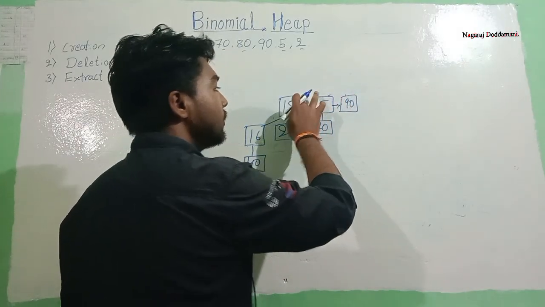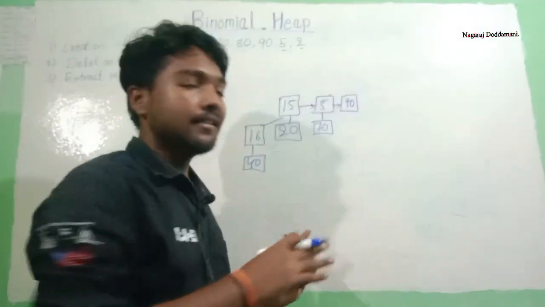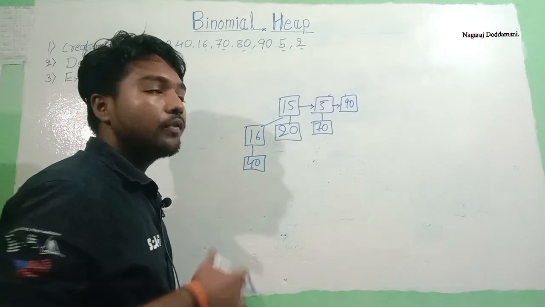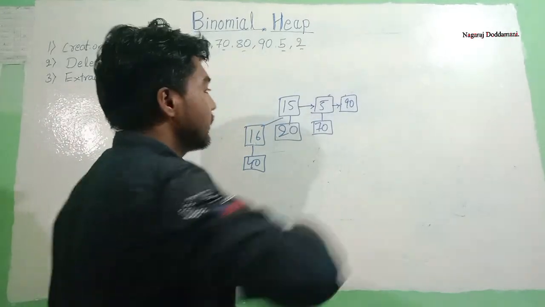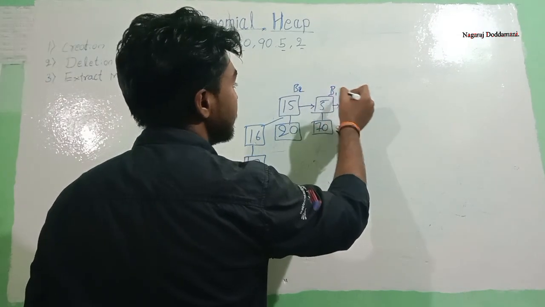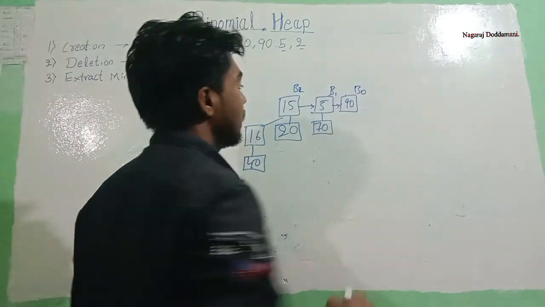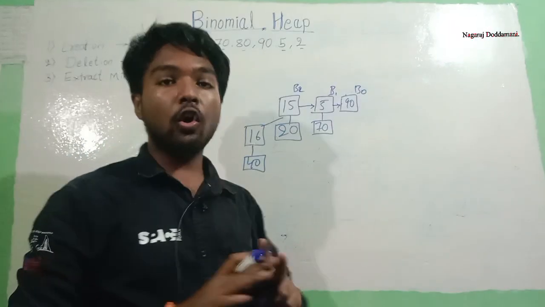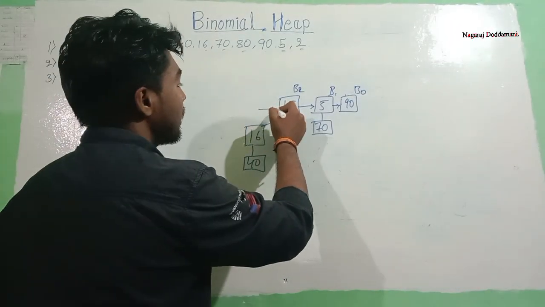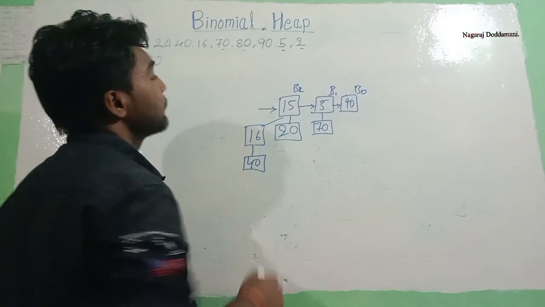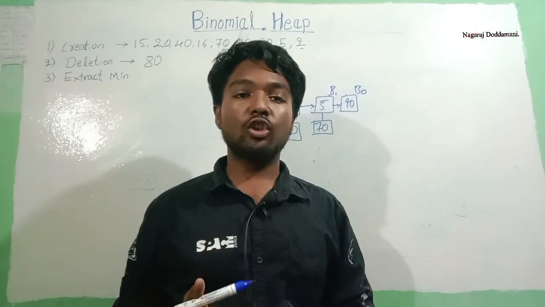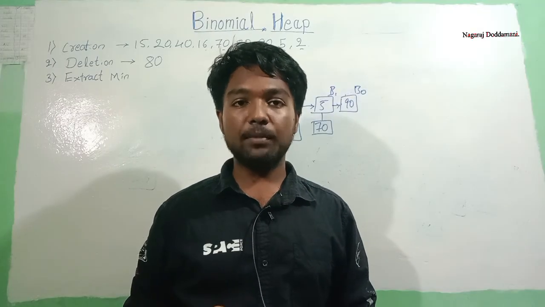After this, we need to make sure whether this is a complete binomial heap or not. To do that, we need to calculate the order of them. This one is B2, this one is B1, this one is B0. So in this case, there is no conflict of orders. Okay, this is the complete binomial heap. So we have done three major operations on the binomial heap.